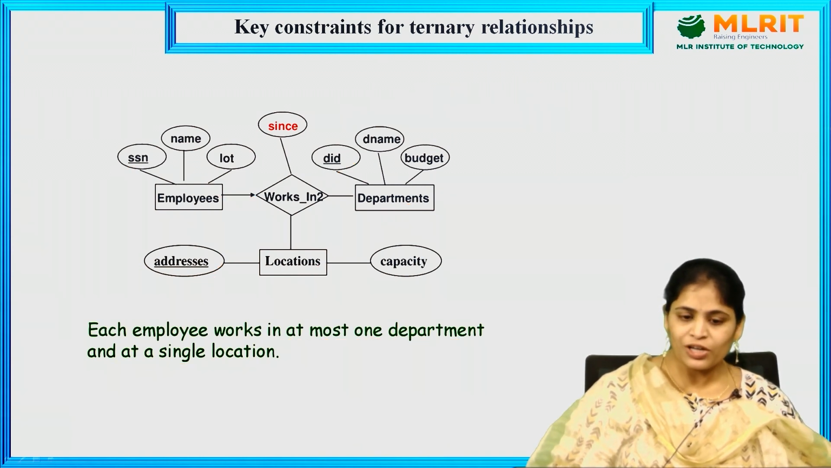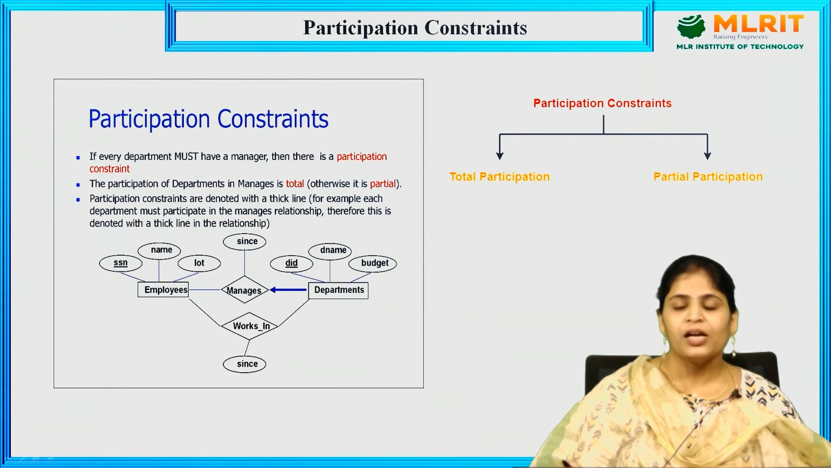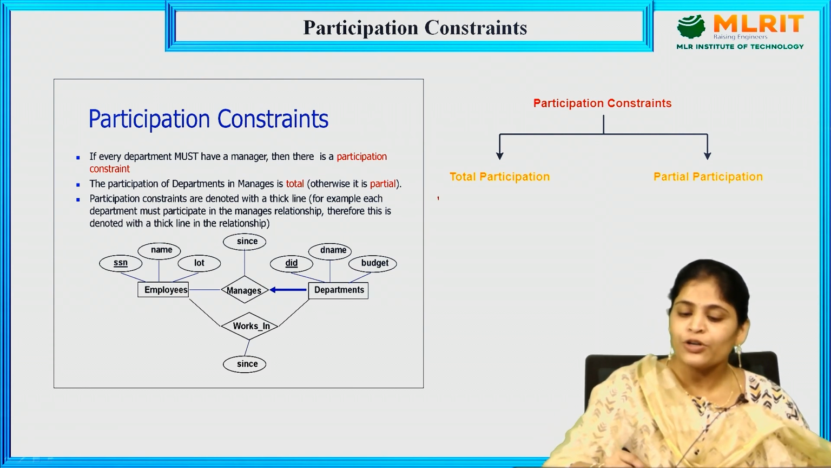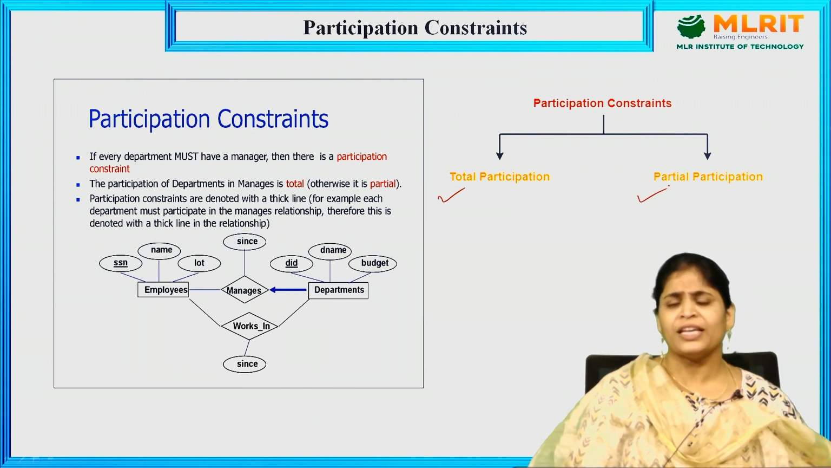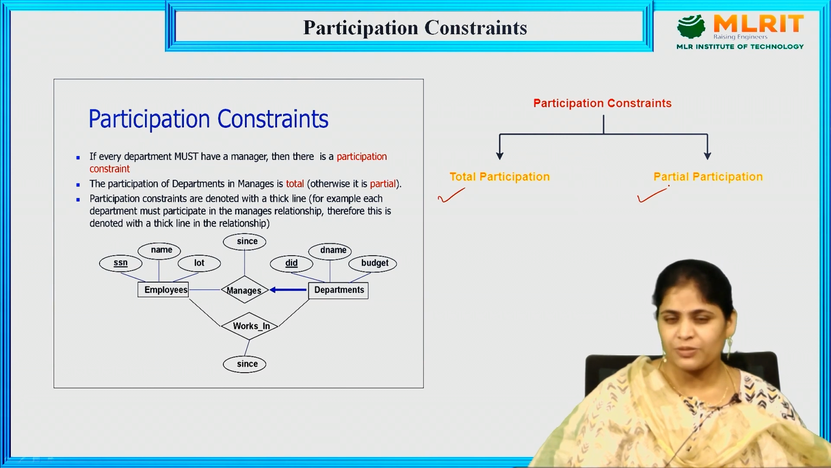So, this is what key constraints for ternary relationship. Next, participation constraints. We have two types of participation constraints. What are they? Total participation and partial participation. If in an entity set, each and every entity is participating in a relationship, then that participation is called total participation, else partial participation.